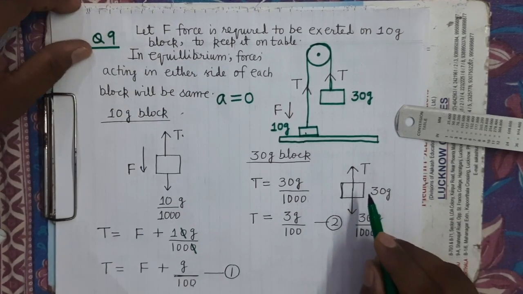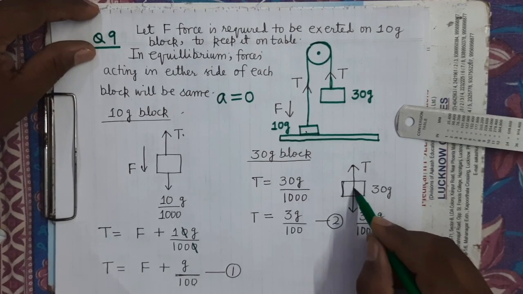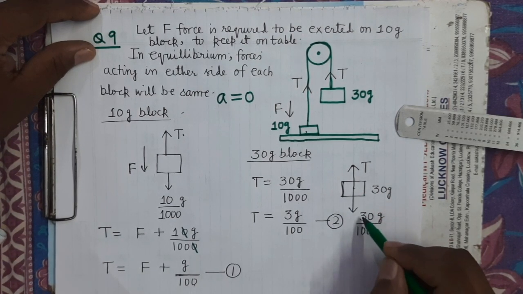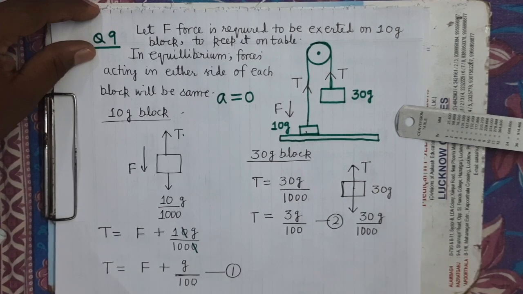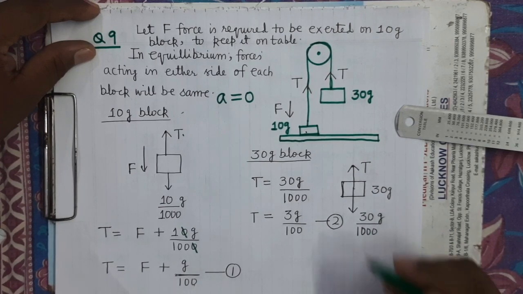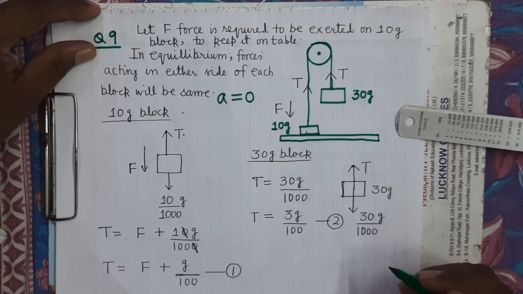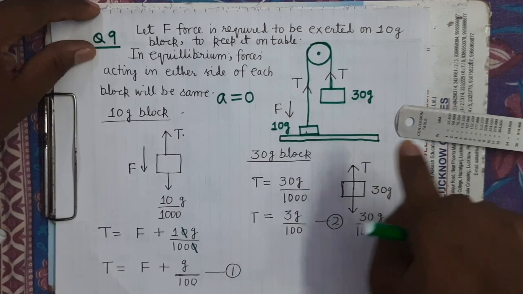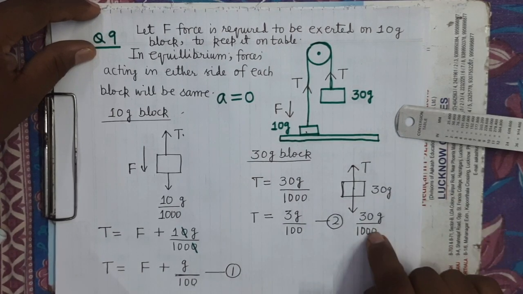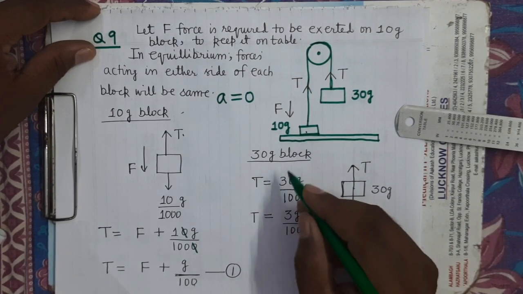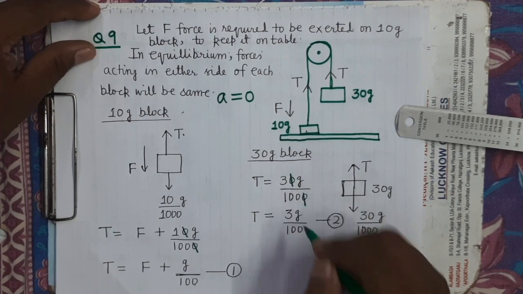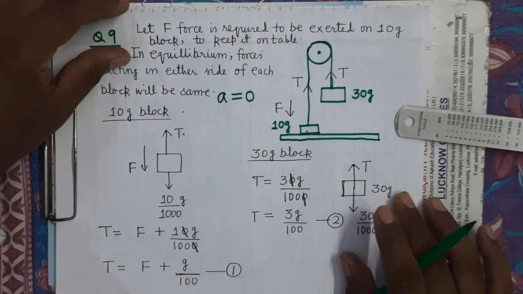Similarly, on the 30 gram block, its weight is acting downward, m into g. M is 30 upon 1000 into g. And T is acting upward. Since it is also at rest, T will be equal to this. When 0 and 0 cancel, it will be 3g upon 100. It's clear?